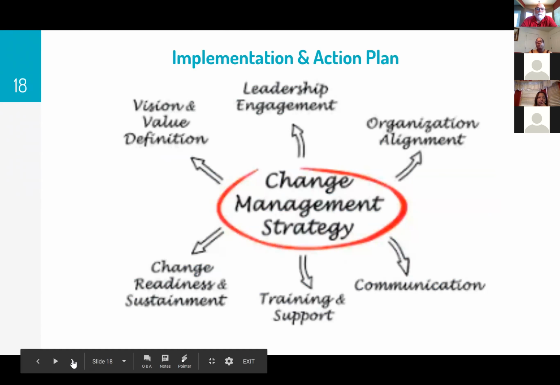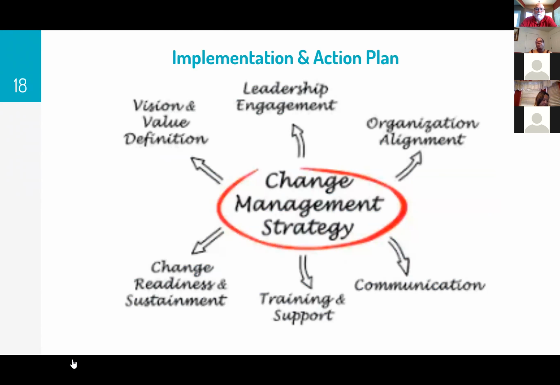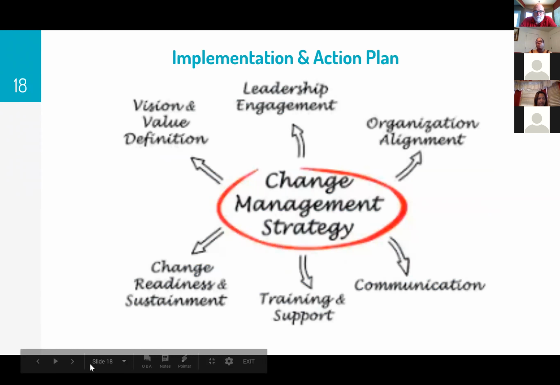Then looking at our implementation and action plan, going back to our recommendation, we look at the change management strategy. We're going to talk about leadership engagement. When we said we wanted to build engagement, we're going to look at that. We're going to look at our organization alignment with the reorganization of our structure, making sure that communication is key and we're hitting that communication throughout the organization, providing training and support to all staff members, change readiness and sustainment, making sure that we do the assessments that we need and preparing our employees for the changes that need to occur for growth. And of course, having the vision and value definition and starting with that point.